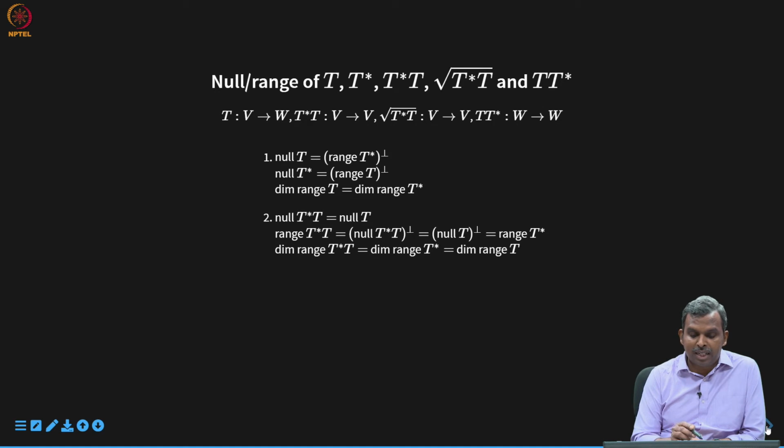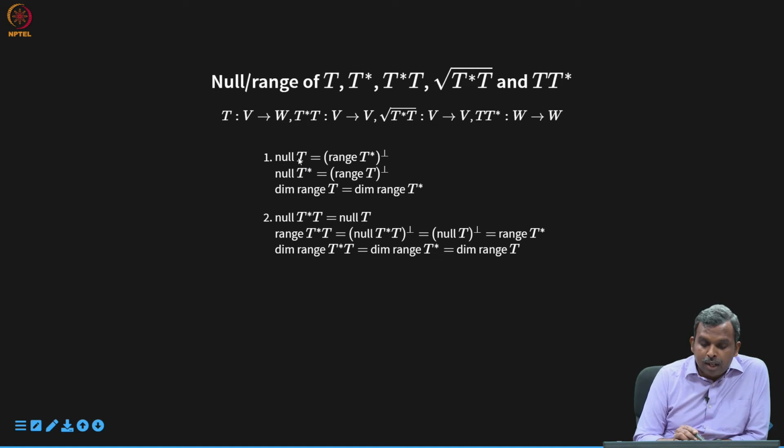So once you have something like this, it turns out, see, null of T is range of T star orthogonal. So if you look at T star T, the only way to get null of that is to make T itself null. Because why? Because range of T and null of T star have a trivial intersection, right? So range of T and null of T star are actually orthogonal complements, so they don't intersect at all. So the null of T star T is going to be equal to null of T. So this is a crucial relationship.